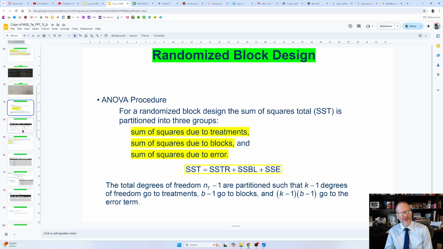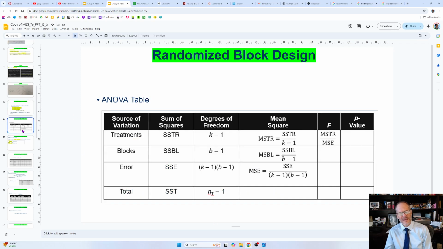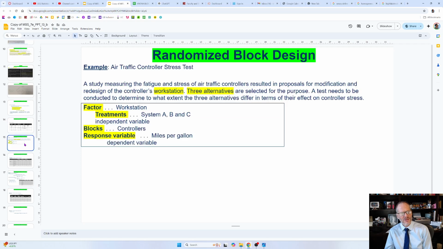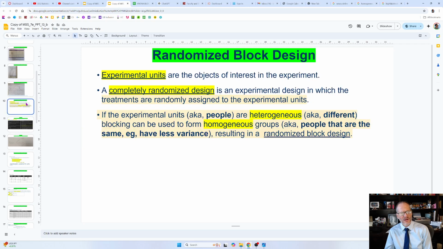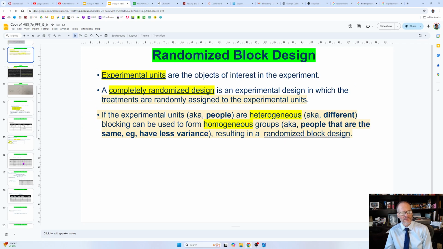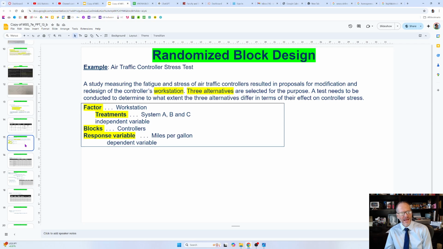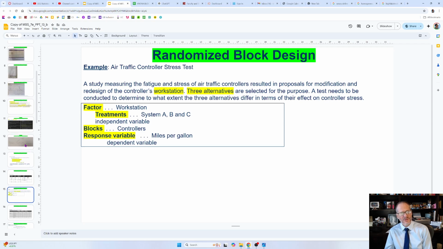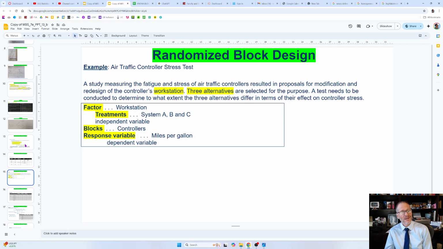I wish they would just give you a little reminder every time. Here's what those different things are. So here's kind of how it lays it out for randomized block design. We saw how to apply all that in the previous one. Then it gives you the example, and breaks out factor, treatments, blocks, and response variables. So you could call the controllers blocks. And you could also call the controllers experimental units. So just multiple ways, because statistics is jargon soup. Controllers are blocks when you're doing randomized block design, and they're also experimental units.